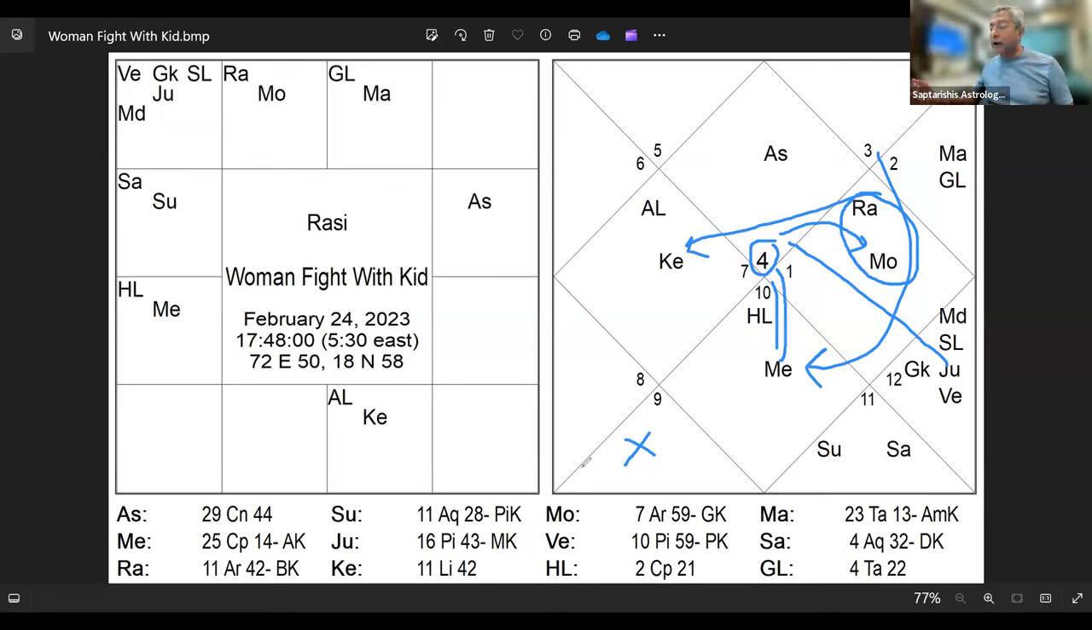Done? So yes. What are you seeing? You are seeing the 6th Lord. You are seeing Jupiter. Jupiter is child. Jupiter is 6th Lord of Fives. Lagna Lord involved with Rahu, Ketu. That means some confusion, etc. And Ketu is the 5th Lord of children. So the issue at hand was a woman fighting with her kid.